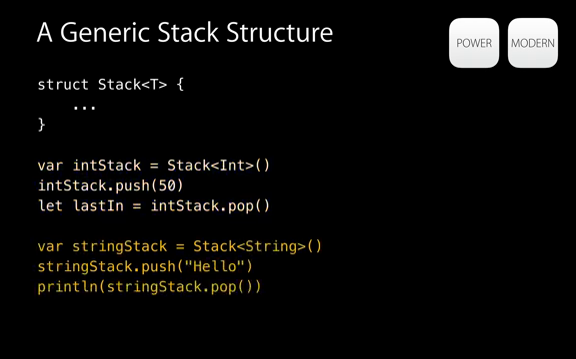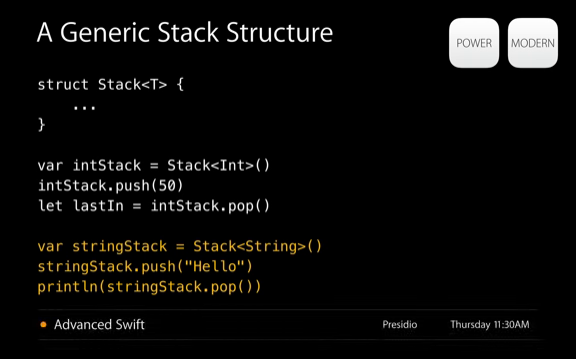Well, I can use this with a string as well. So now I can create a stack of strings and push on a string. Again, compiler knows it can only work with a string, and when I pop it off, it knows that I'm returning a string, therefore I can print it. So that's generics. It's a very, very brief introduction to generics. To get further details on all of the awesome stuff you can do, you should check out the Advanced Swift talk.